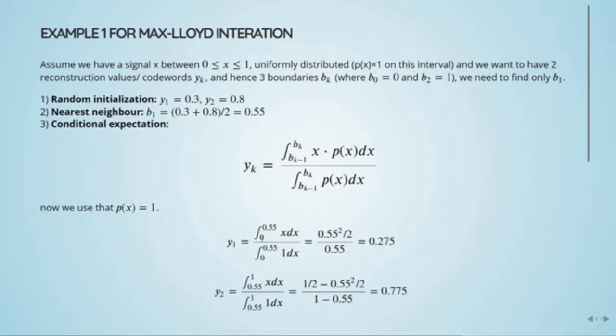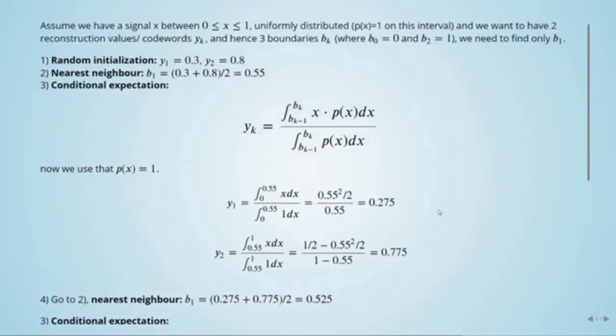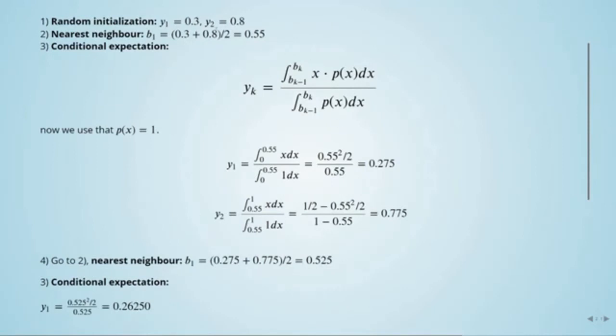So what we will do, we have from 0 to 0.55, so b0 to b1, and we have this part here. Then we also have the denominator here, so we're just replacing here, and then we will come up with the new values of y1 and y2 that is given by these values here, and then we go back and we will calculate again the nearest neighbor with these updated values.